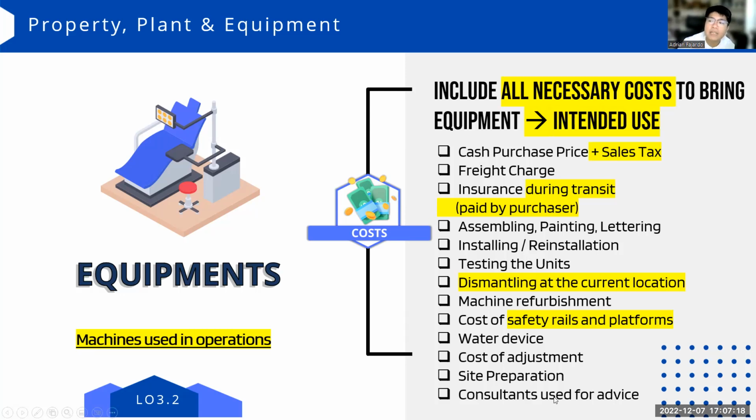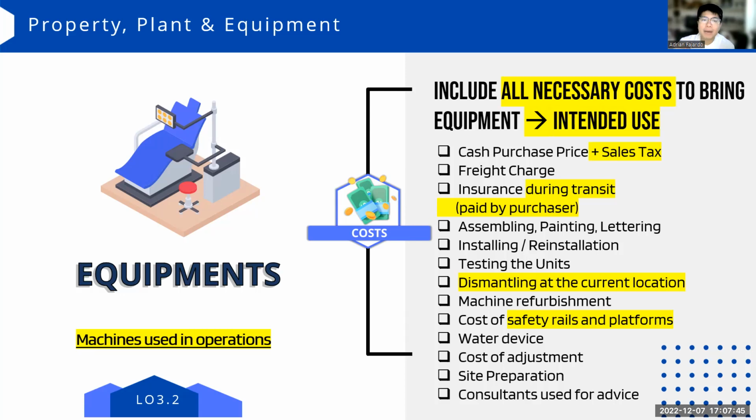So of course, your cash purchase price alongside the sales tax. Second, your freight charge, you include also. Third, insurance during transit. So number one, it has to be during transit and it should be paid by the purchaser. Insurance after it is installed would be an outright expense. So be careful. For insurance, it needs to be during transit only and paid by the purchaser.